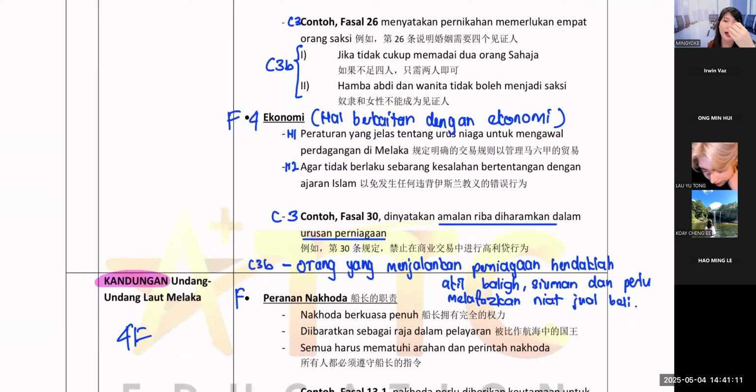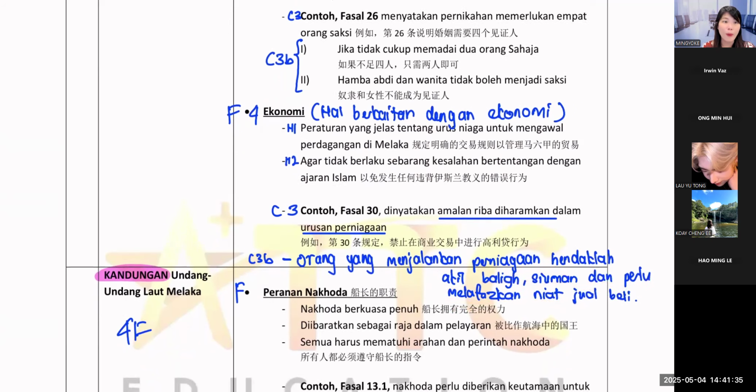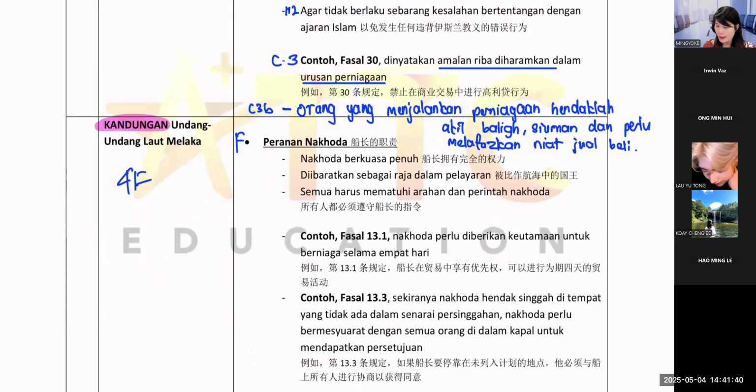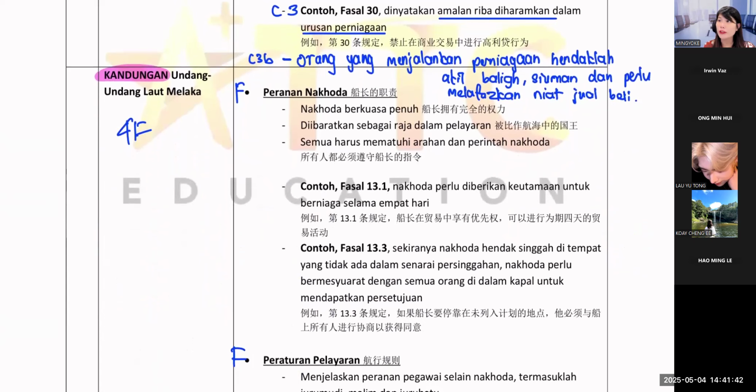Orang yang menjalankan perniagaan hendaklah akil baligh, siuman, and perlu melafazkan niat jual beli. Now, what is akil baligh? You already know lah, puberty, already age. Mature enough to do business. Siuman is sane, not insane, is sane. And wanted, sincere to do business. So all these is your points. Correct? Yeah, memorize it.